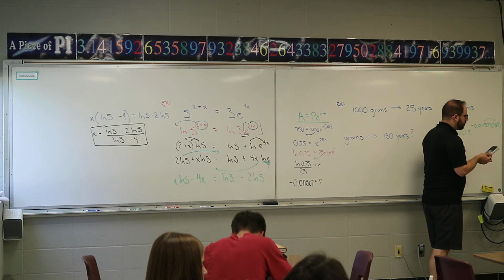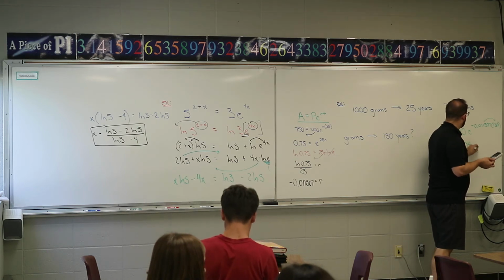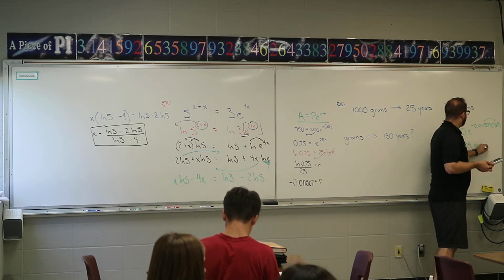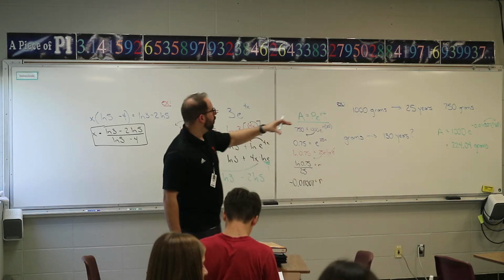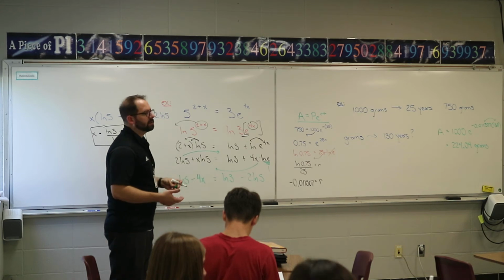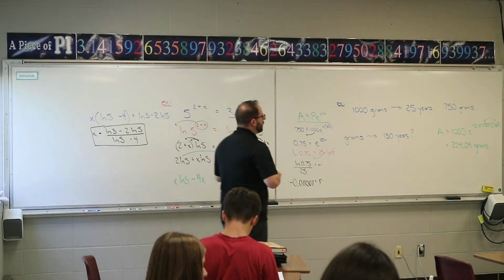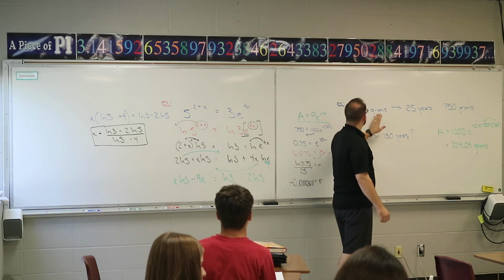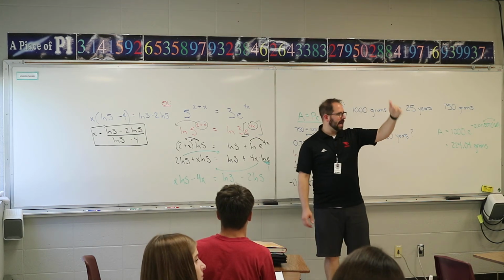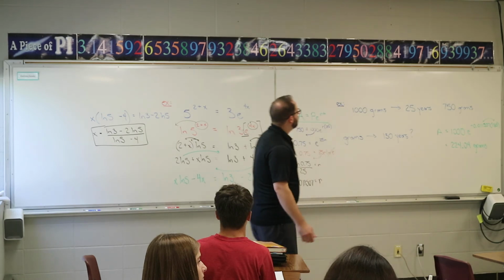Here's the answer I'm getting: 224.04 grams left over. That's my final answer for that problem. That's putting e to that power and then taking it times 1,000. So I was going significantly down in terms of grams. It takes 25 years, and it's dropping chunks at a time of a certain percent.